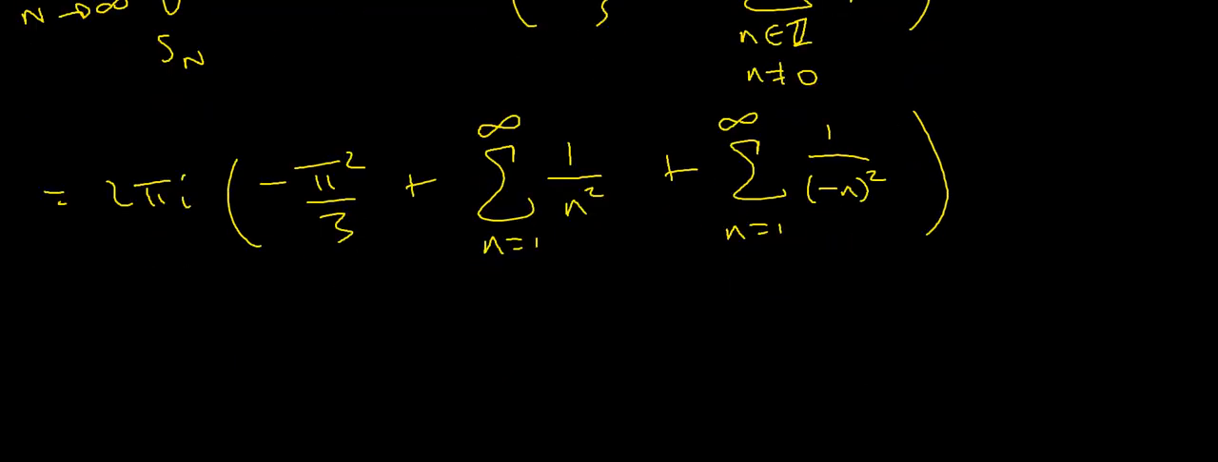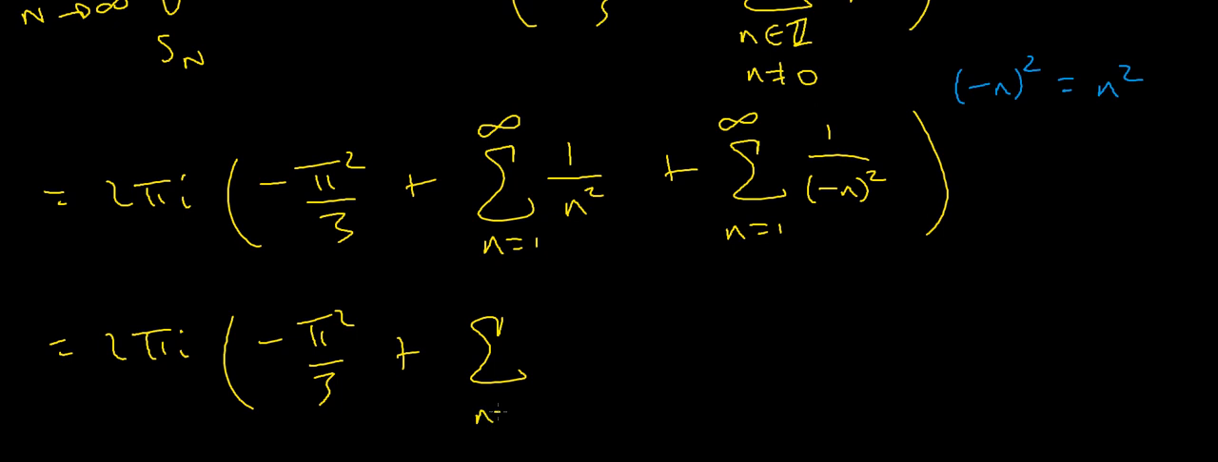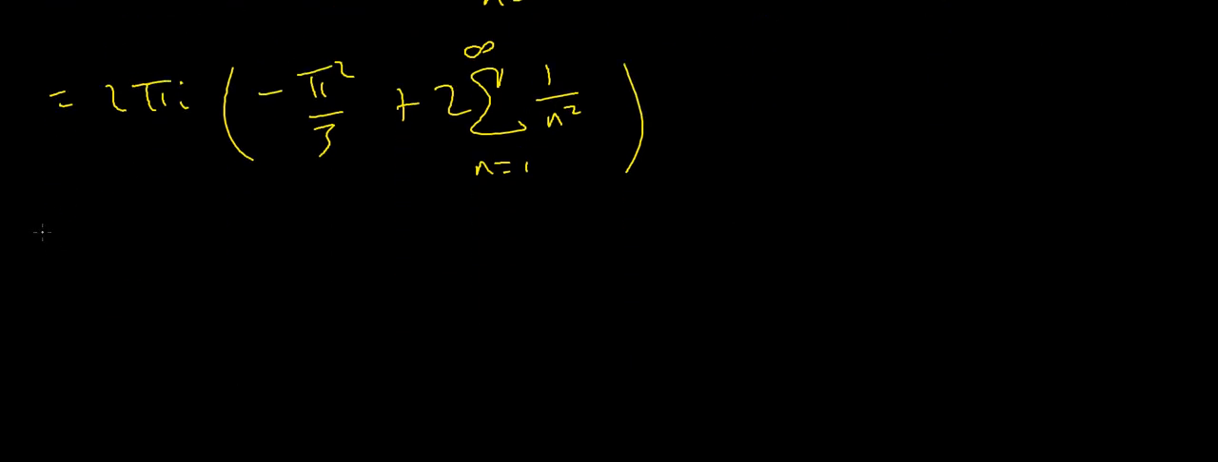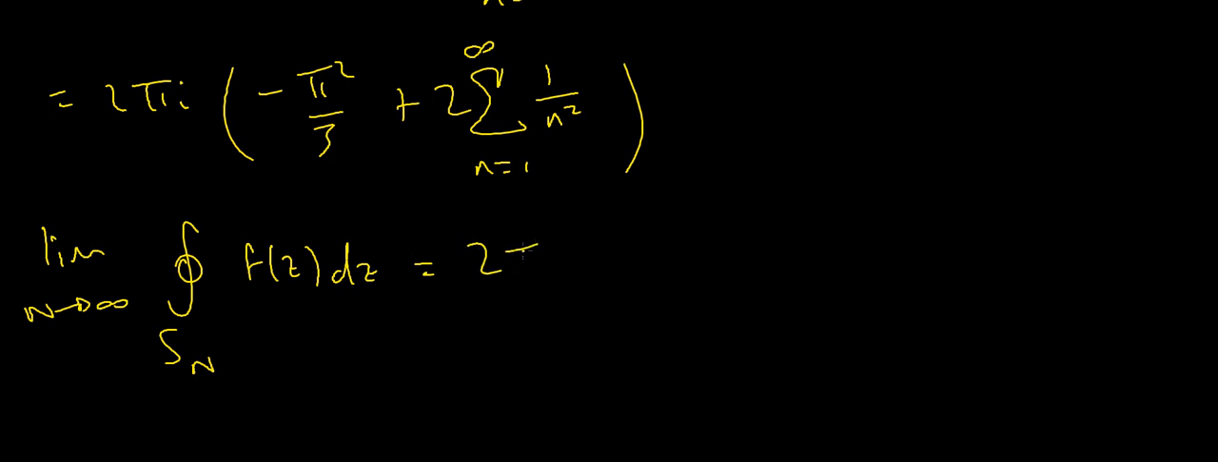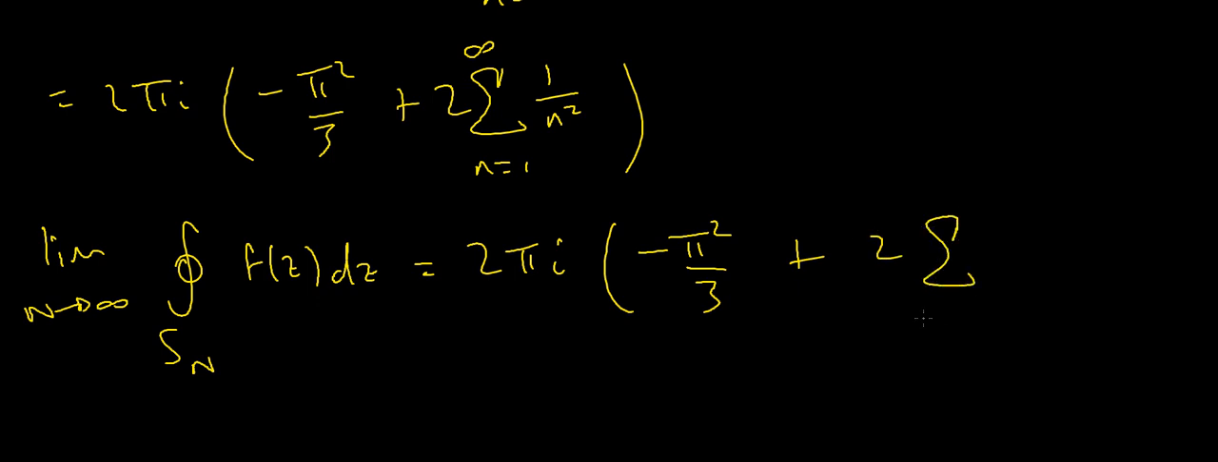But you'll notice that (−n)² is just n². So in fact, these two sums are the same. So this is equal to 2πi times −π²/3 plus the summation as n goes from 1 to infinity of 1/n², plus exactly the same thing. So I can put a 2 here, because these two sums are clearly the same. So what have I proved? I proved that the limit as N goes to infinity of the contour integral over S_N of f(z) dz is equal to 2πi times −π²/3 plus twice the sum as n goes from 1 to infinity of 1/n².